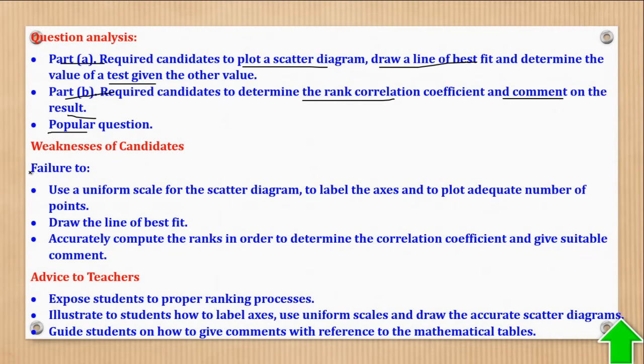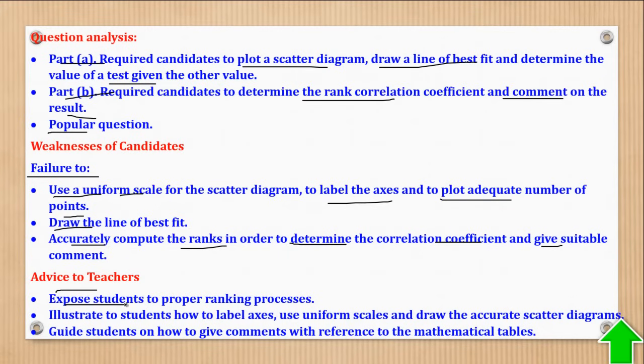However, some had challenges and one of them was failure to use a uniform scale. So you need to get the scale for your graph. You don't just scatter points anyhow. Then failure to label axes and to plot an adequate number of points. Some plotted and left other points unplotted. Failure to draw the line of best fit following the three conditions and failure to accurately compute the ranks. Ranking is done in ascending order. So failure to rank means the correlation coefficient is not okay. And also a suitable comment will not be okay.